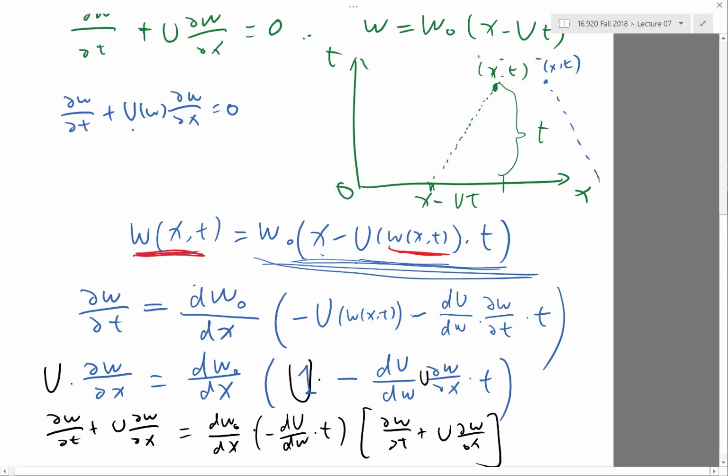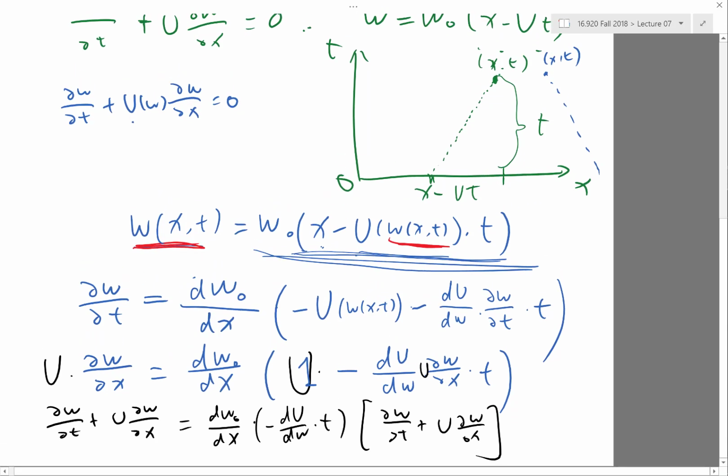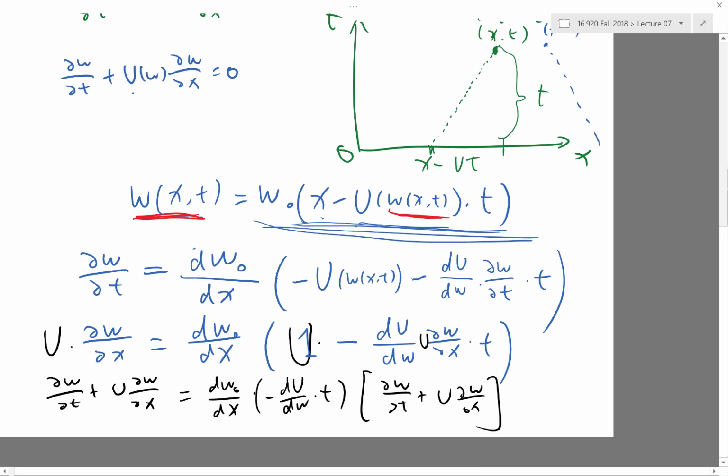Right, so this derivation gets you this formula. So if the constant, dw dx times minus du dw times t, is not 1, then the derivation here ensures that dw dt plus u times dw dx has to be 0, right?